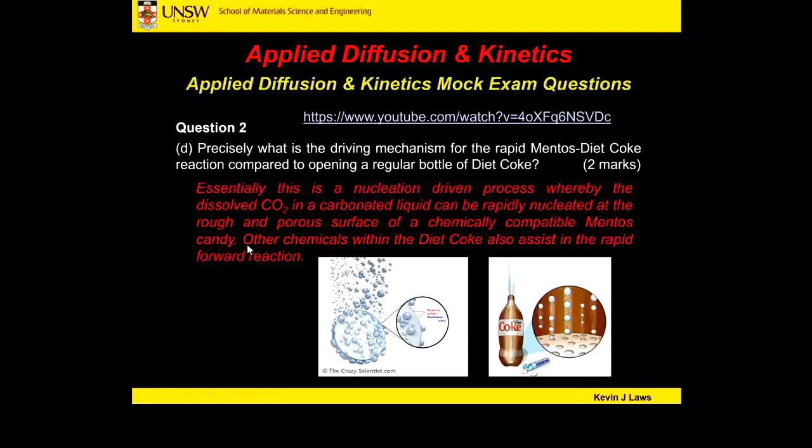Another one, which is probably going to glean you the last half mark out of this question, is why Diet Coke as opposed to any other carbonated drink. Diet Coke has other chemicals in it as well. Do we remember what it was from our movie in class? What's Diet Coke got in it that regular Coke doesn't? It's got artificial sweeteners, yeah. So aspartame is the one in there that acts as a catalyst to the nucleation as well. So that's why Diet Coke goes better than normal Coke or Fanta or anything else. Okay? So there's a catalyst in there, aspartame, which helps the forward reaction.